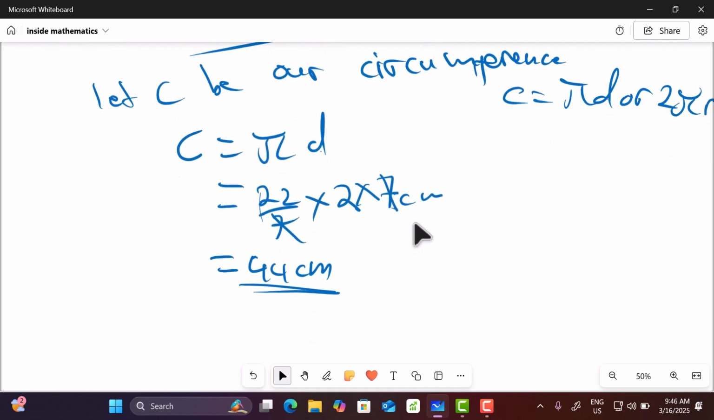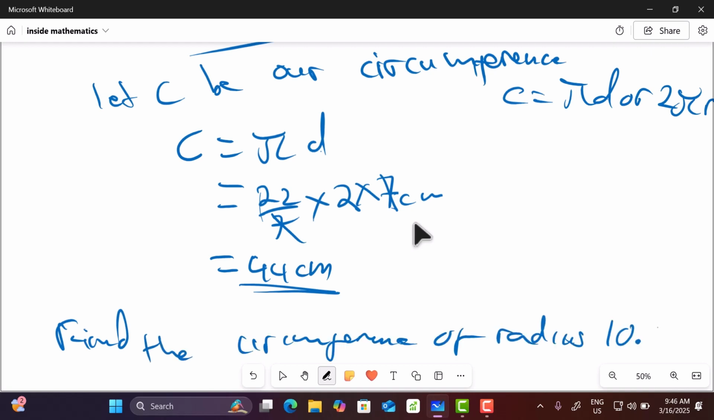Okay, I want you to find the circumference of radius 10.5. Let's say 10.5 millimeters.